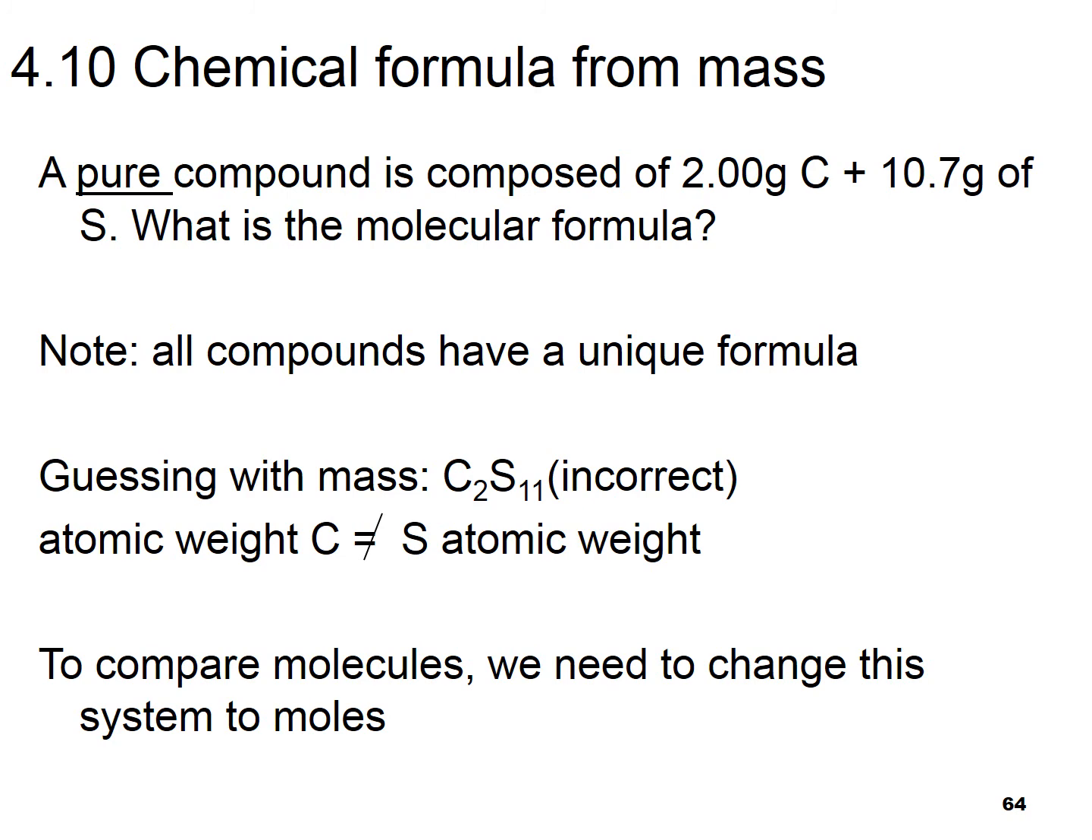And the mistake most new chemists make is they assume, okay, well, the mass has to be relatively proportional, so it must be C2S11. But that's incorrect because the atomic weight of carbon and the atomic weight of sulfur are different. And so because the atoms themselves weigh different amounts, we have to figure out what the actual number of atoms are for carbon and sulfur before we can figure out the ratio of atoms. So we need to change this to moles.